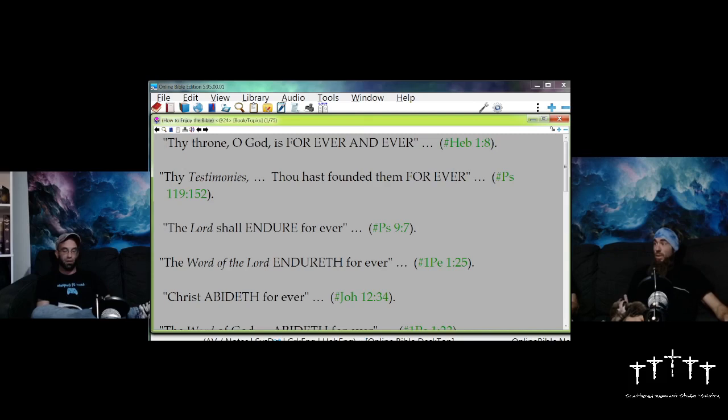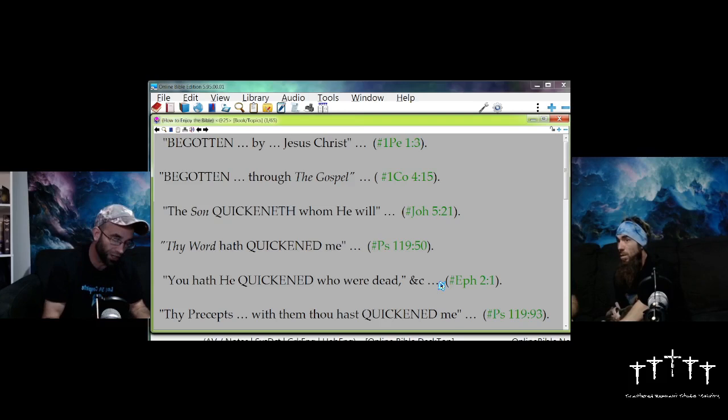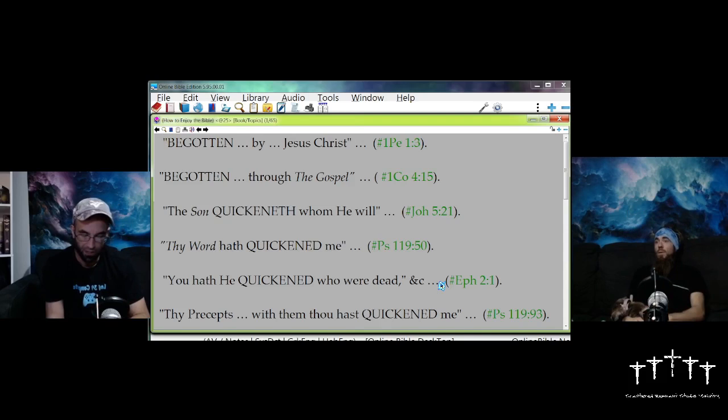Even if you continue on, there's another page of it on here, of him laying things out. In John, on page 12, the very next one, I really like the next one. First words begotten by Jesus Christ: the Son quickeneth whom He will, cited from John 5:21.